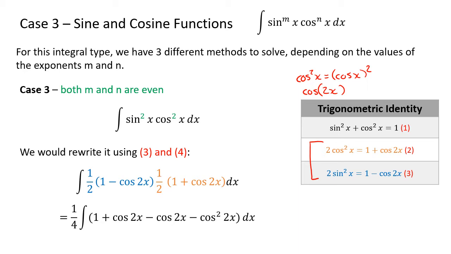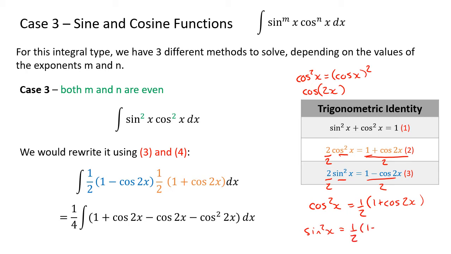So the same thing happens for the sine function. 2 sine squared of x is equal to 1 minus cosine of 2x instead of plus. To use both of these trigonometric identities, we just want cosine squared of x and sine squared of x. So we have to divide both sides by 2. And if we do that, these identities look like cosine squared of x is equal to 1/2 times 1 plus cosine of 2x, and sine squared of x is equal to 1/2 times 1 minus cosine of 2x.